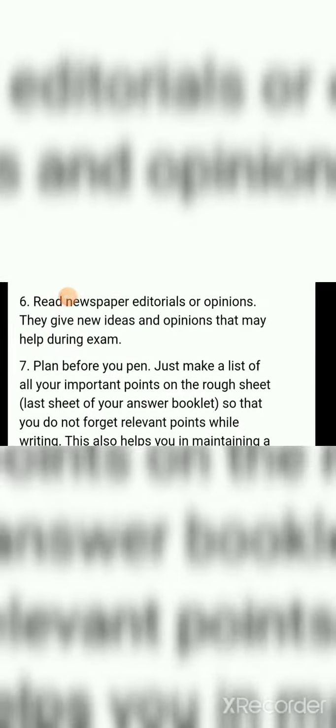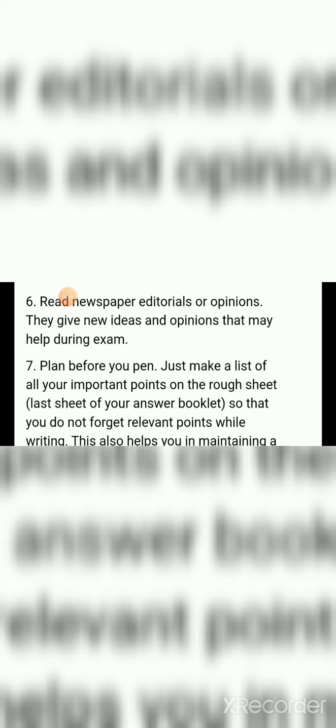Number six, read newspaper editorials or opinions. I have already given you this suggestion in the introduction of today's session: you need to focus on the editorial page. They give new ideas and opinions that may help during the exam.